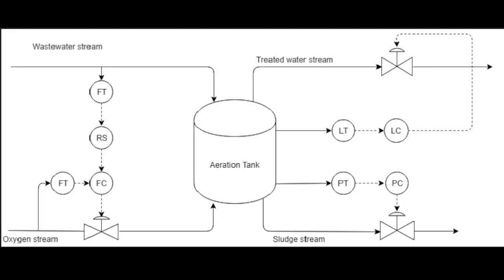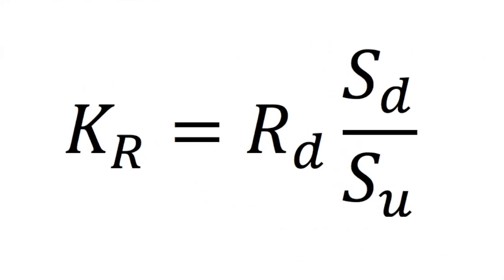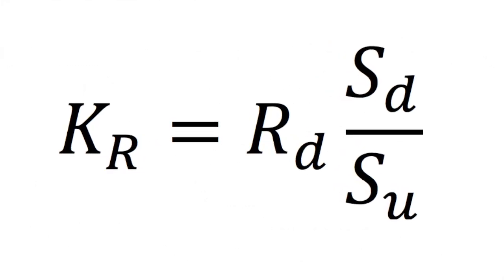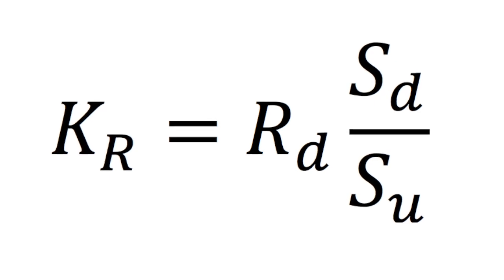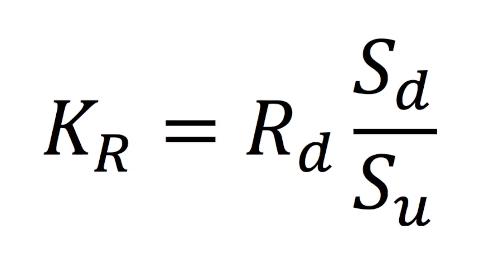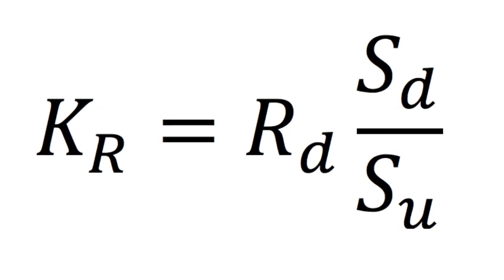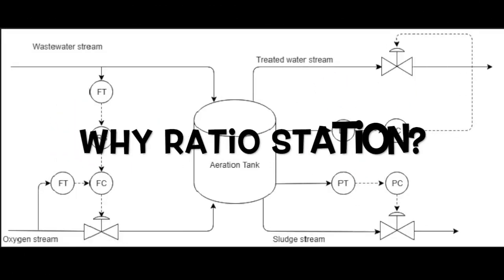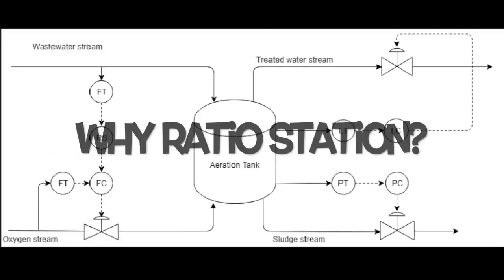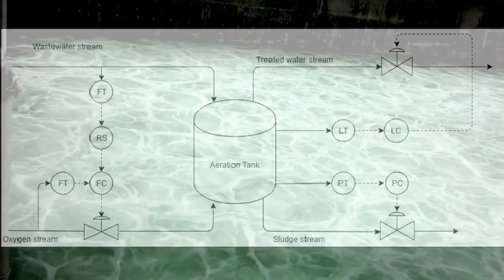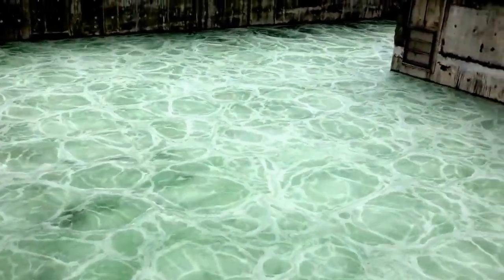The equation of the ratio station is shown as this. RD is the desired ratio. SU and SD are the spans of the flow transmitter for the manipulated and disturbance streams respectively. The reason why the ratio station is introduced is that with the presence of an ideal ratio, we can control how much oxygen is needed to flow into the system.